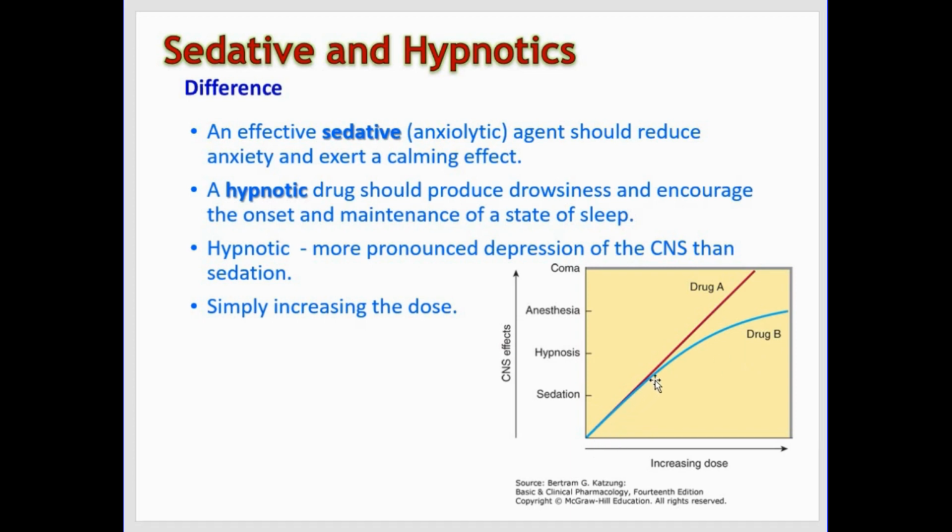How about drug B? You increase the dose, you see sedation, then hypnosis, and eventually the effect flattens out, meaning these drugs are much safer than the others. An example of drug A is barbiturates or alcohol. Drug B, in this case, could be benzodiazepines, so they're much safer. We'll discuss that in a second.